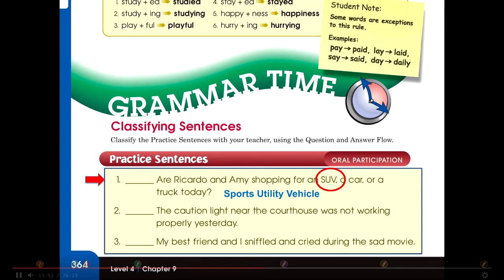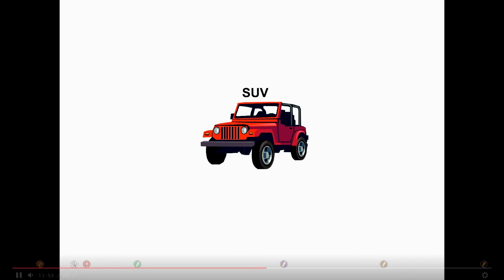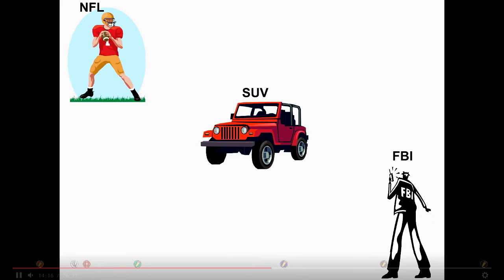The initials SUV stand for Sports Utility Vehicle. How many other acronyms or initials for titles, organizations, or items can you name? The initials NFL stand for National Football League. FBI stands for Federal Bureau of Investigation.